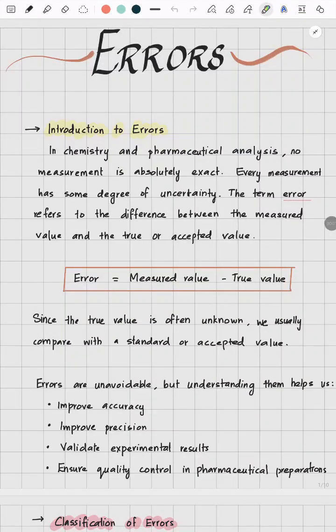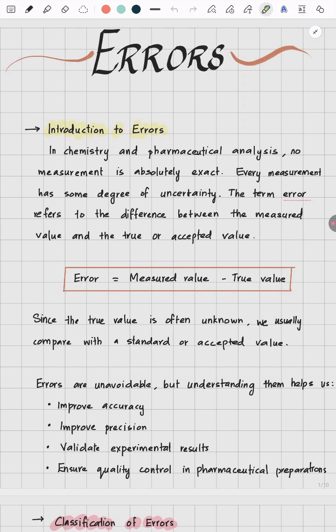Good day, everyone. Today, we are going to discuss an important topic in inorganic chemistry, which is errors in measurement. This topic is very important because in chemistry, especially in analysis, we rely heavily on measurements and no measurement is perfectly exact. Understanding errors helps us evaluate how reliable our results are and how much we can trust the data we obtain.